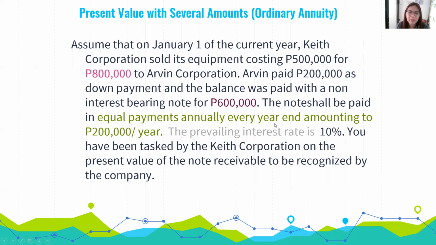Now, the note shall be paid in equal payments annually every year end, okay? Amounting to 200 per year. So meaning if it's 600, at 200 per year, you will be getting payment if you're Kate Corporation for 3 years. The prevailing interest rate is 10%. You have been tasked by Kate Corporation on the present value of the note receivable to be recognized by the company. Okay, let's try to solve using the table method.